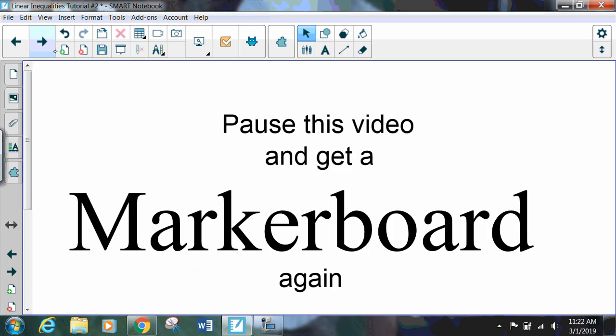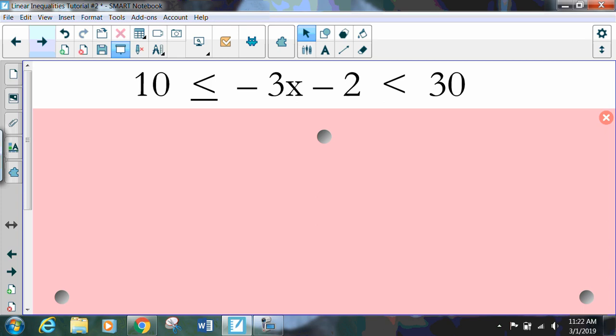Let's try another one on the marker board. The one you just did didn't have a negative number in front of the x, and we need to practice when that happens. So write this down on your marker board, hit pause, and come back and check your answer.